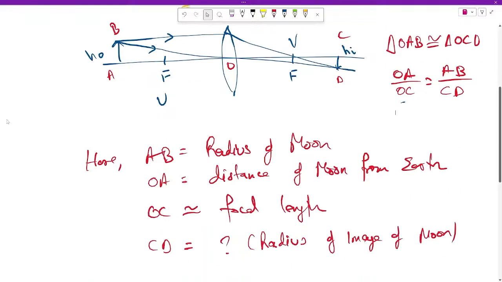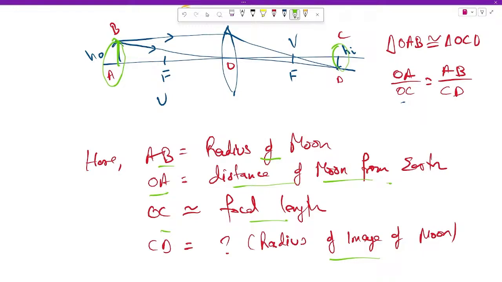So if we substitute the values, if we assume that this is the moon over here, now this is going to be the radius of the moon. So we can assume that AB is the radius of the moon and OA is the distance of the moon from the earth, that is the lunar orbit, and OC is the focal length of the objective, and CD is the radius of the image. So HI is the radius of the image. So moon will be forming like this.